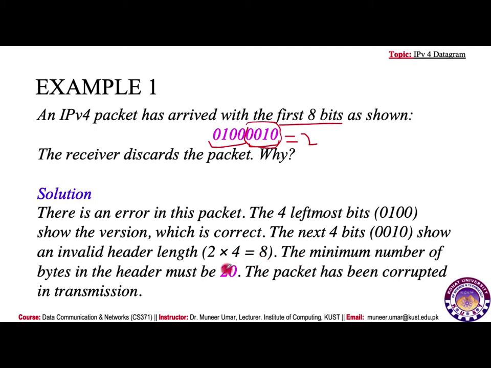The minimum number of bytes in the header must be 20, as we know. So the packet has been corrupted in the transmission because this too is wrong. It must give us 20 bytes.